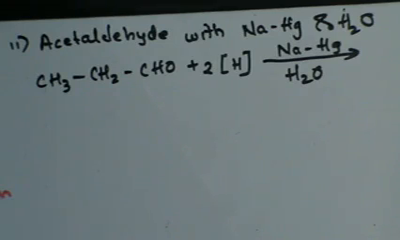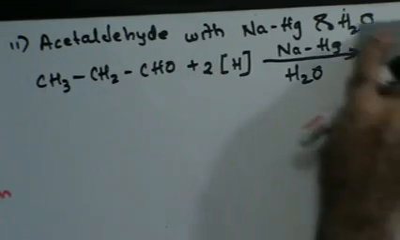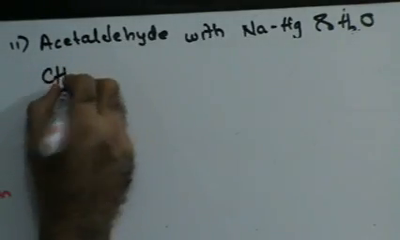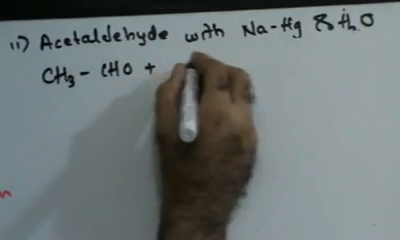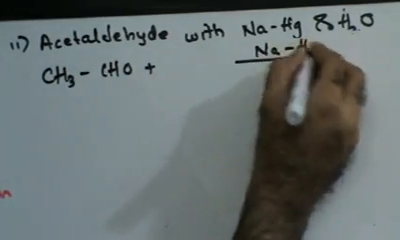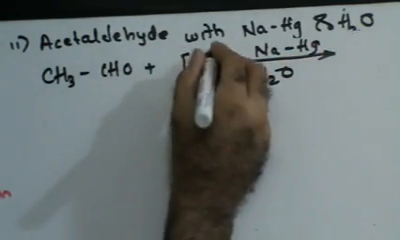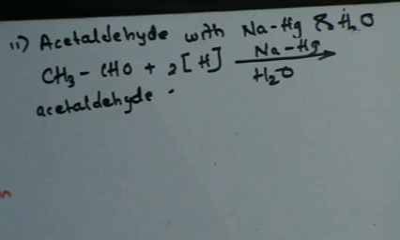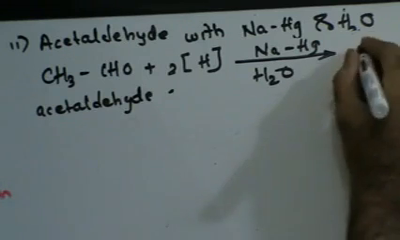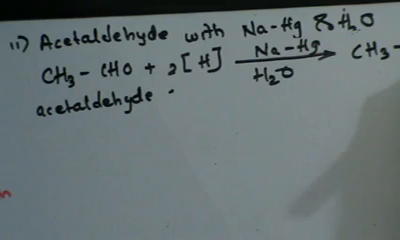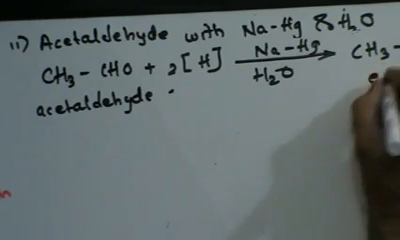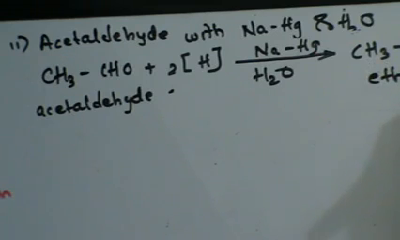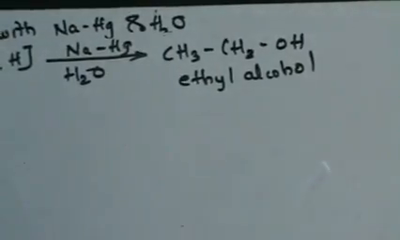CH3CHO reacts with sodium amalgam and water to give you nascent hydrogen, two molecules. In which case you will get an addition reaction again, so you will get CH3CH2OH. Two carbon atoms, therefore ethyl, OH, therefore alcohol. So you will get ethyl alcohol. Finally, we get this thing here.